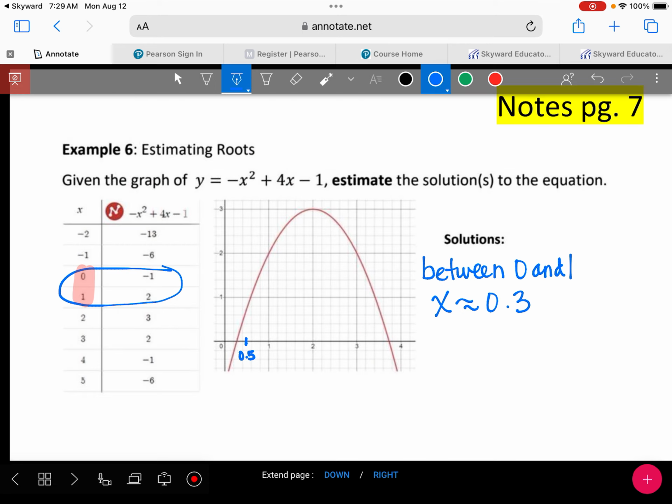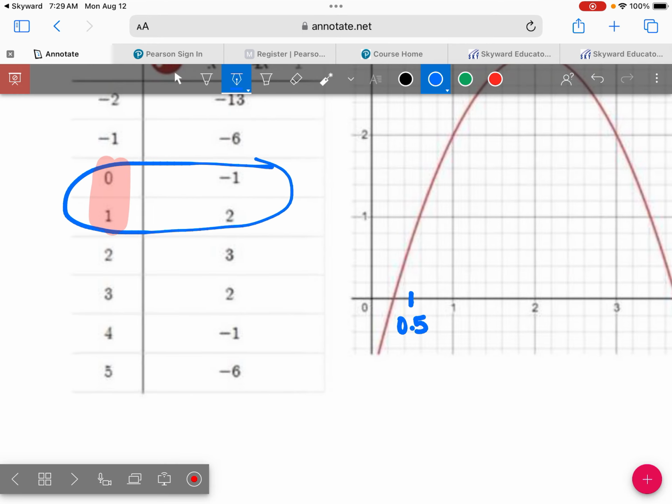All right, now let's look at our table. Where do we have another sign change? So here you see how we stay positive, it's positive, it's positive, and then what happened here? It changed to a negative. So let's go ahead and circle this. That means our second solution is going to fall between 3 and 4.